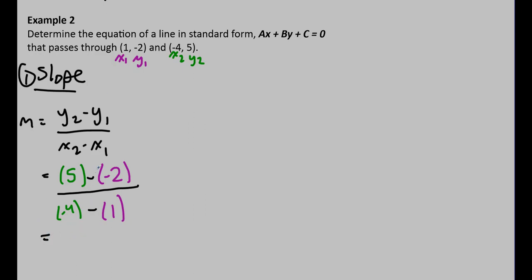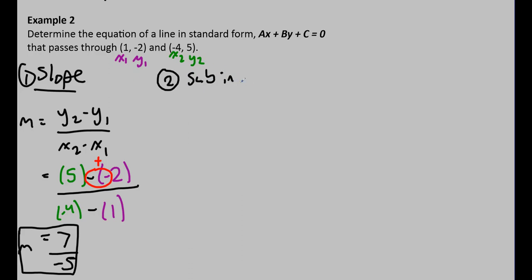So 5 minus minus 2 is the same as 5 plus 2, because these two negatives, when they multiply together, become positive. So 5 plus 2 would be the 7. And then negative 4 minus 1 is negative 5. And again, if you are struggling with integers, you can always use a calculator, although hopefully your mental math can improve later on. So that's my slope. The second step is always the same. Choose one of your points, whichever one's easier, and you sub into y equals mx plus b.